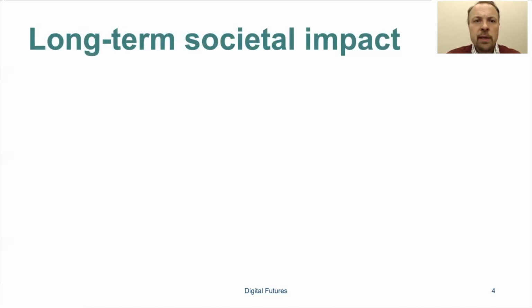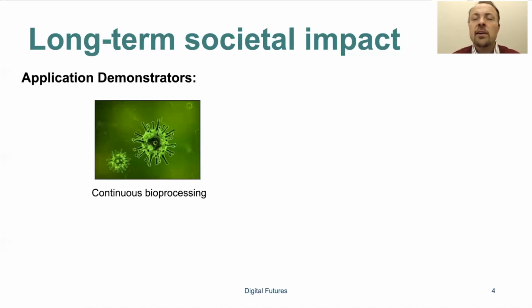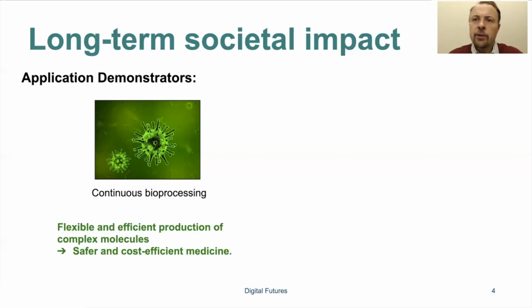To be able to be more concrete, we are focusing on two application demonstrators. So the first one is about continuous bioprocessing, where you have a complex system, in this case, a biological system that you want to control, but you cannot sample it very often, but you want to control it so that you can harvest the system more continuously. This is very useful to get more flexibility and efficiency in the production.